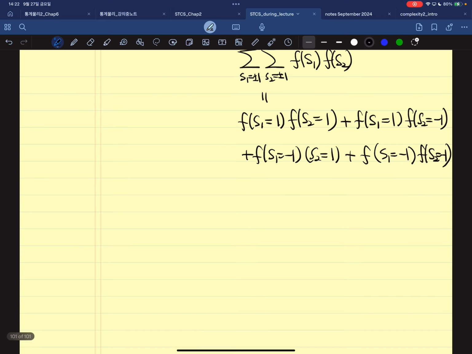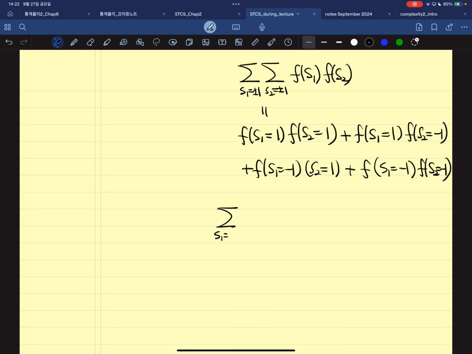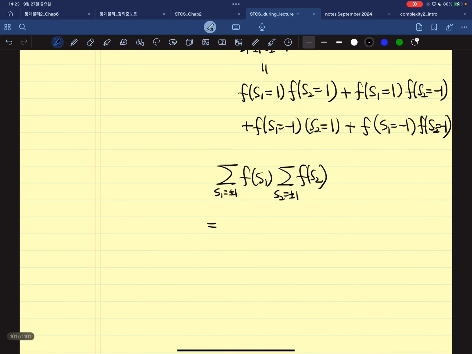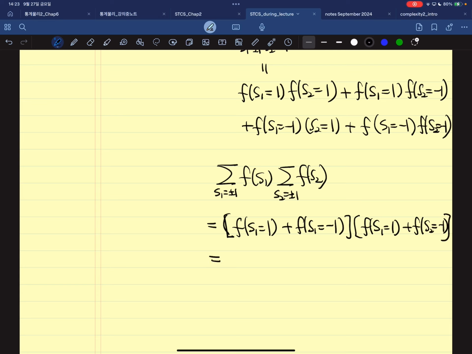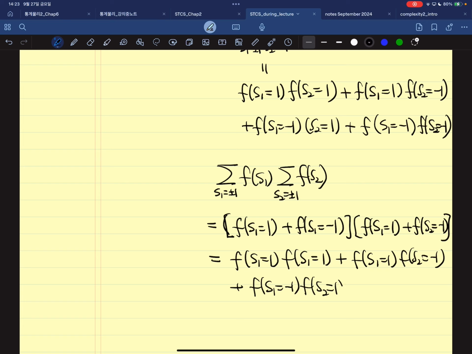If you compare this result with this result, if we split this product like this, it means that the first summation is of course S1 plus, minus, and this is basically the form like A plus B times C plus D. So it's plus... yeah, I think you know what I mean now.